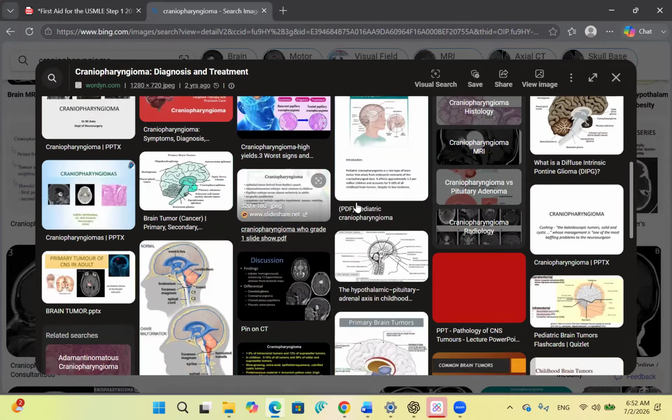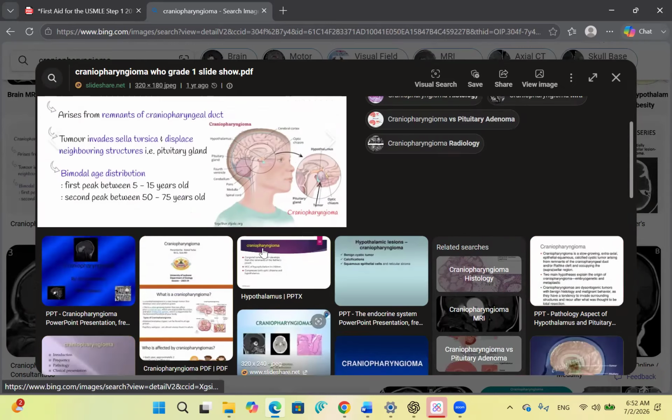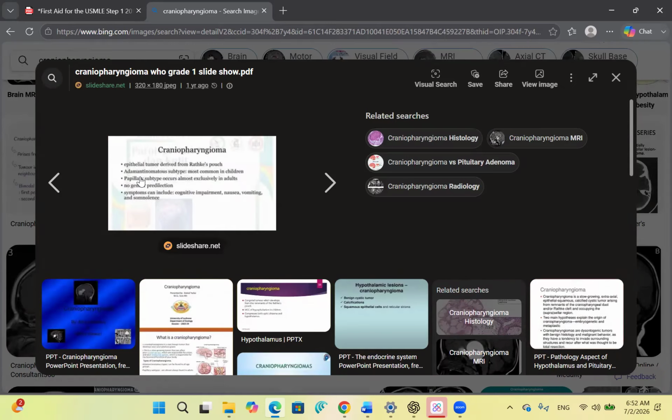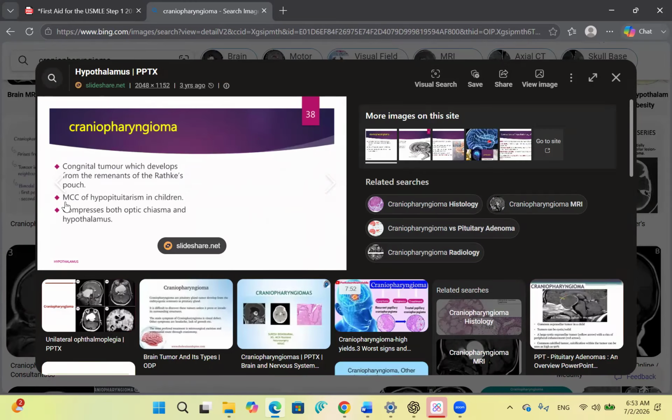It is an epithelial tumor derived from Rathke's pouch. The adamantinomatous type is most common in children, and the papillary subtype occurs most often in adults. No gender predilection. Symptoms can include cognitive impairment, nausea, vomiting, and somnolence. Remnants of Rathke's pouch are found throughout. It's important as the most common cause of hypopituitarism in children, compressing both the optic chiasm and the hypothalamus. Yes, that's important.